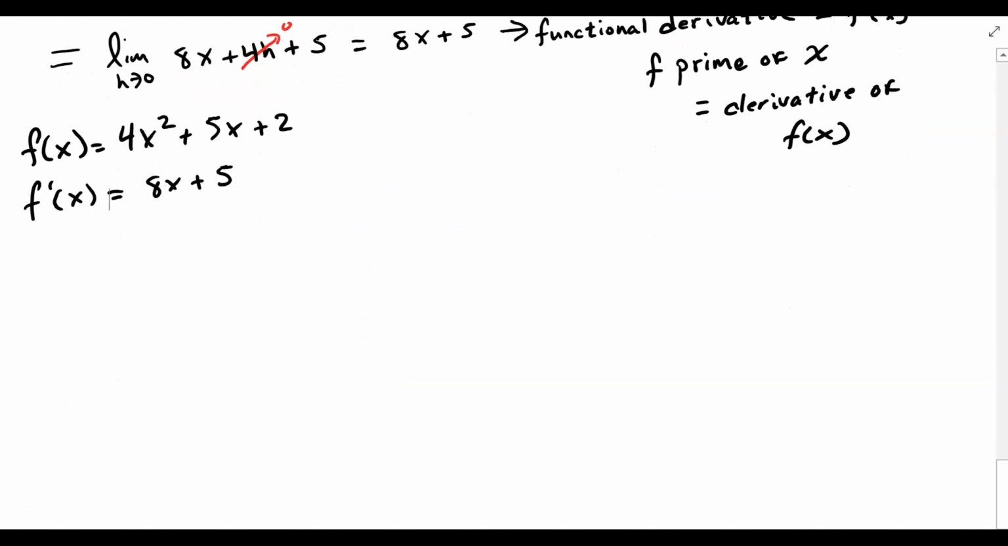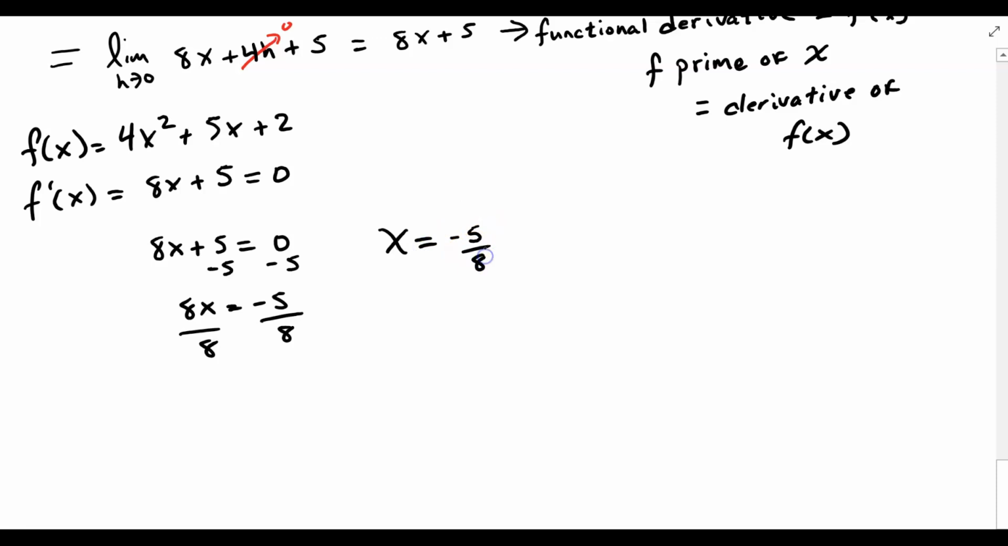Let's continue. We are concerned with where this derivative equals 0. This is quite easy because it's just a linear equation. 8x plus 5 equals 0. Subtract 5: 8x equals negative 5. We divide by 8. This equals 0 at x equal to negative 5 over 8.